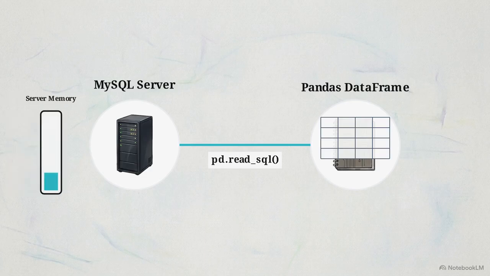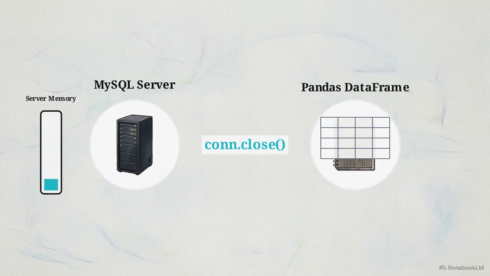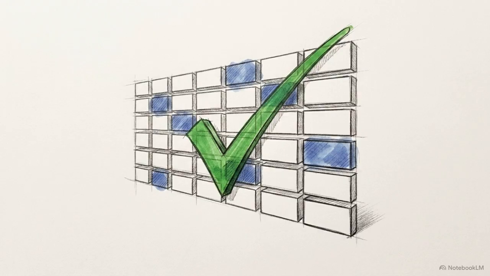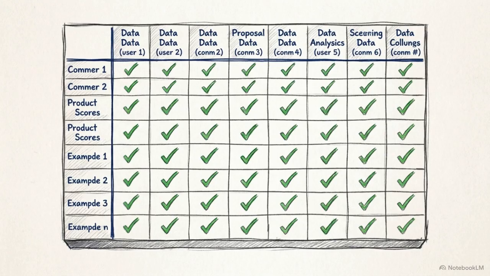Once loaded, you must close the connection. Leaving pathways open consumes server memory, eventually causing a system crash. By cleanly extracting and validating this raw information, we've built the stable baseline required to begin our advanced analytical cleaning.